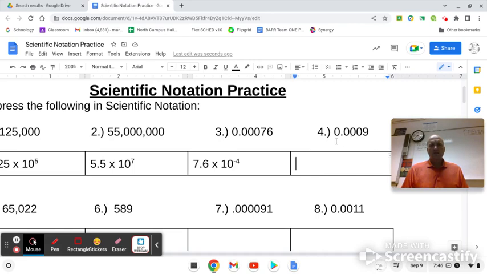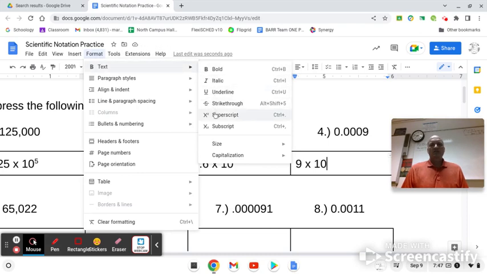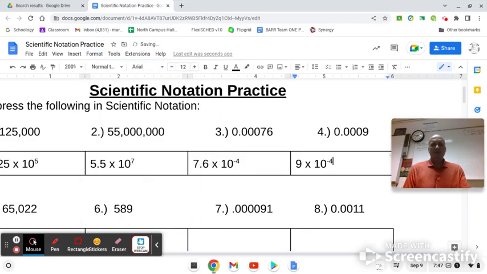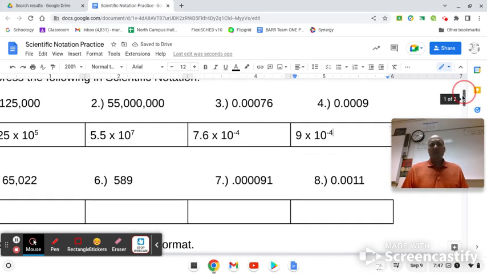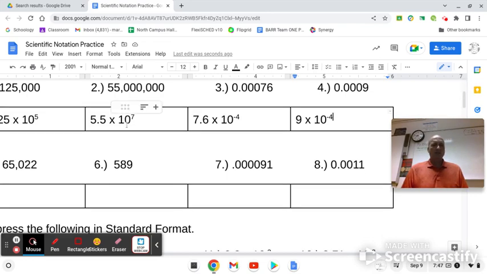All right, number 4, here's a similar problem. I got 0.0009, less than 1. I have to move the decimal to the right of that 9. So I go 1, 2, 3, 4, 9 times 10 to the negative 4, because I moved it to the right. I always think if the number you're expressing is less than 1, it's going to be a negative exponent. If it's bigger than 1, well, then it's going to be a positive exponent in your answer.